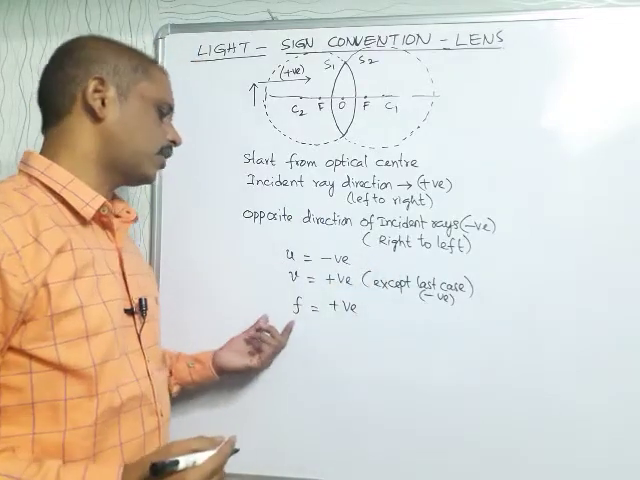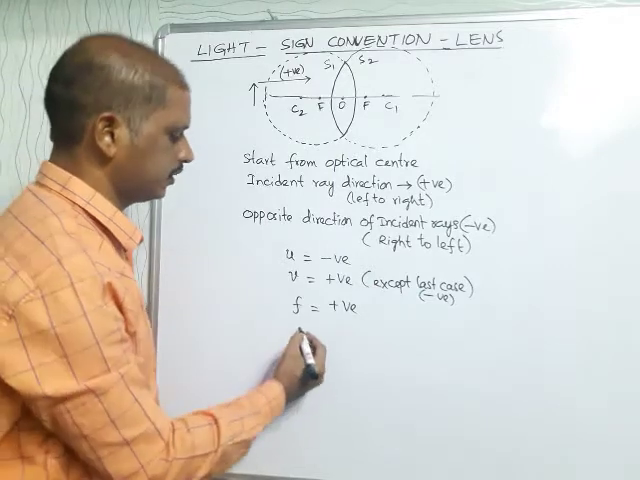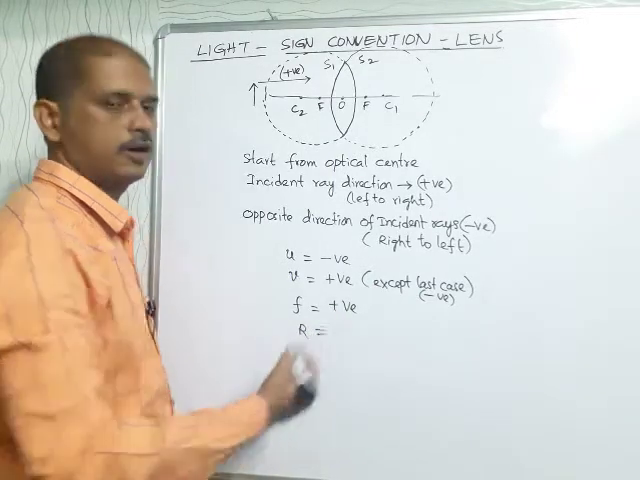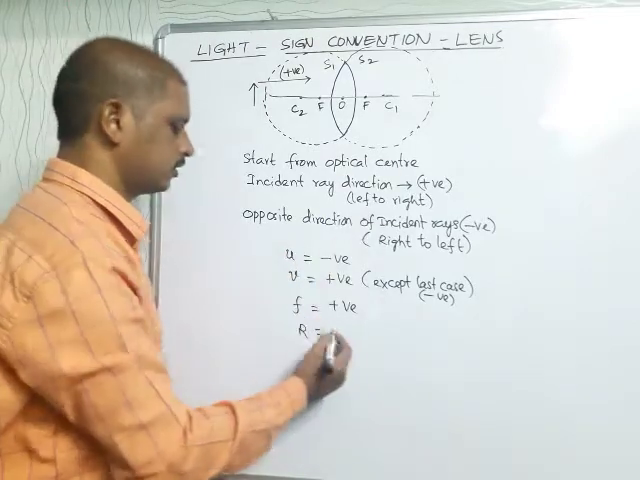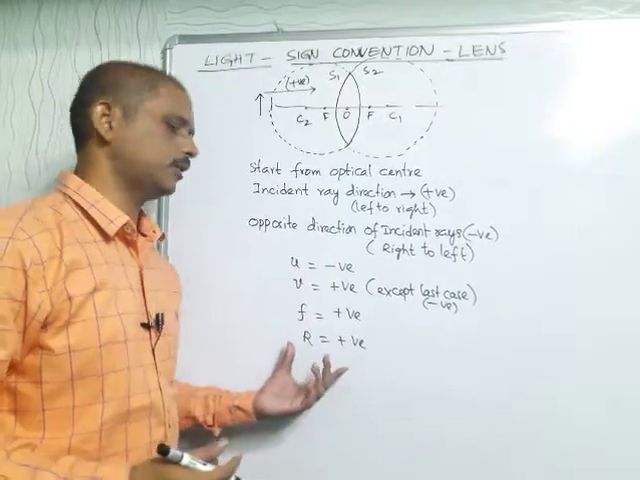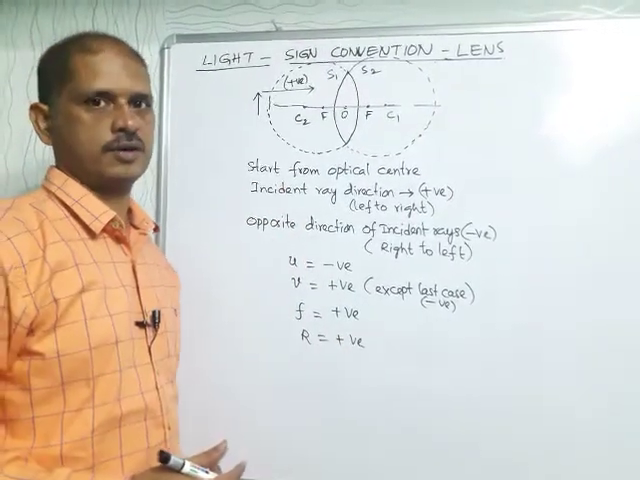In the direction where the focal length is, the center of curvature is also there. So the radius of curvature R is in the same direction, so that is positive. Like this you have to take the sign convention for a convex lens.